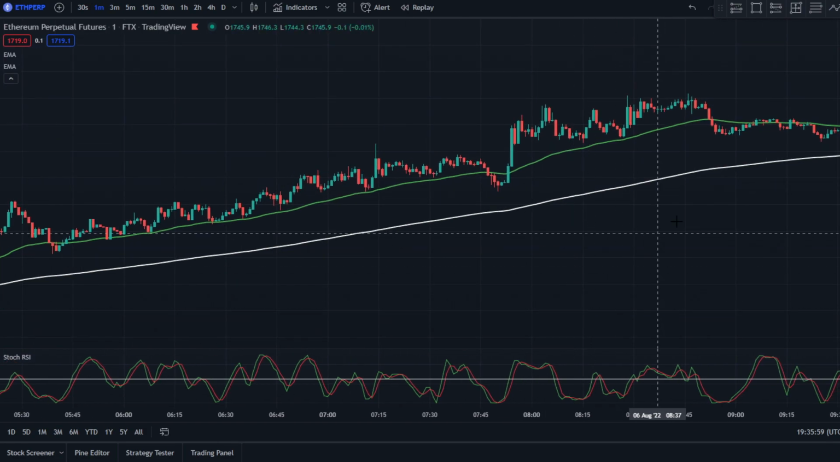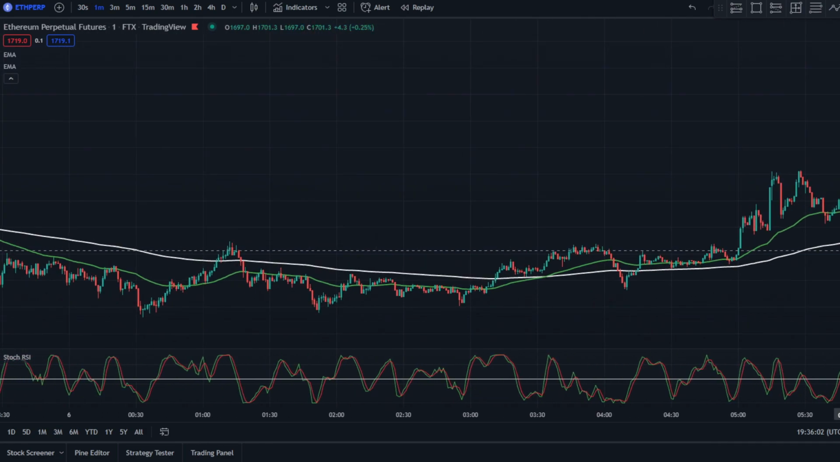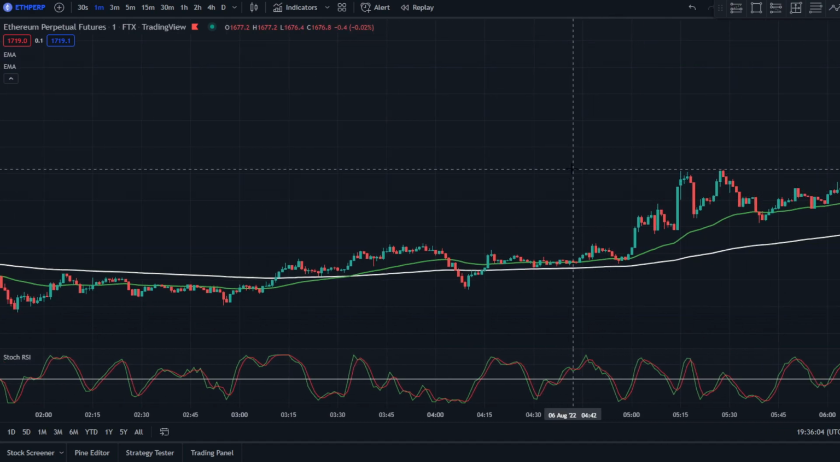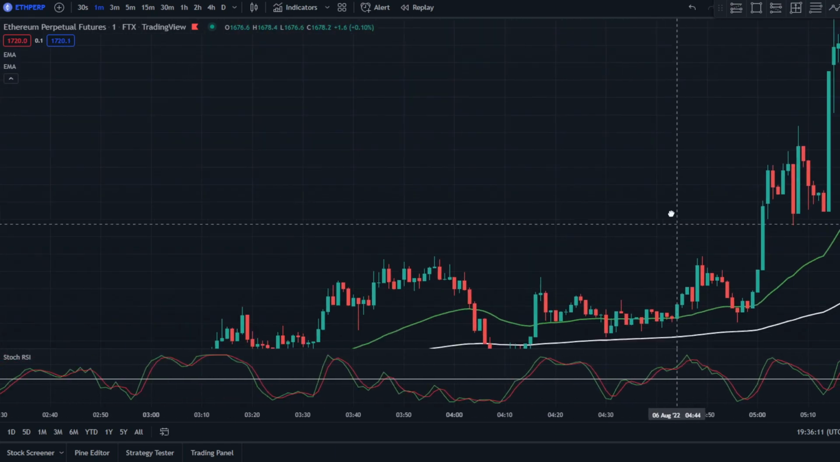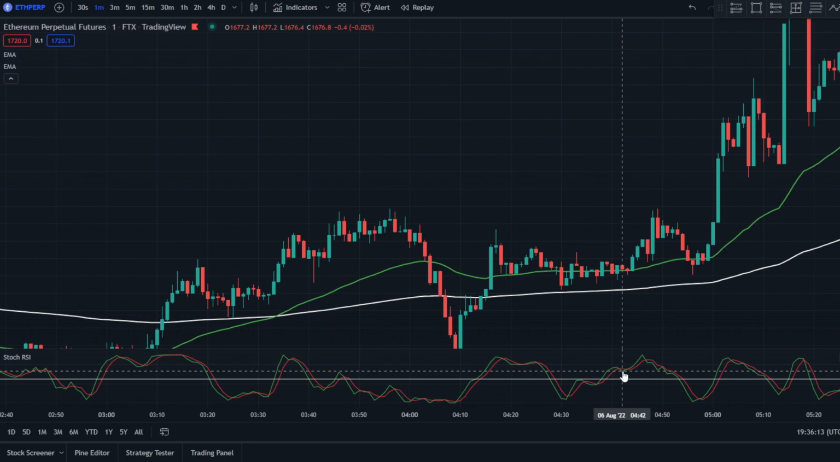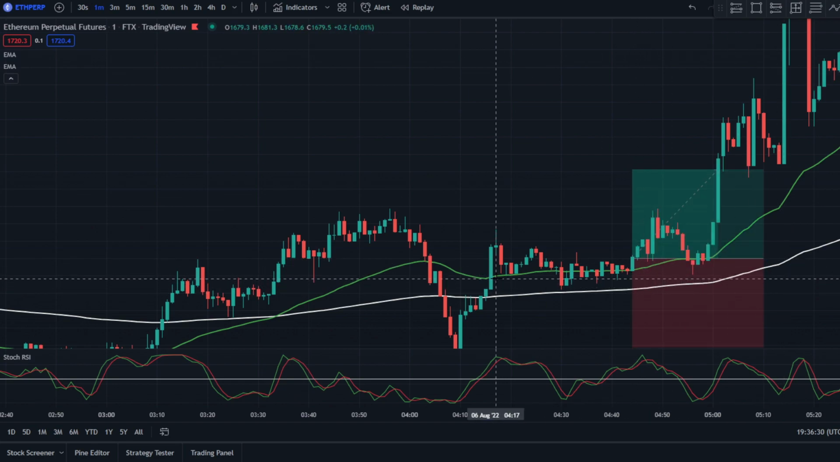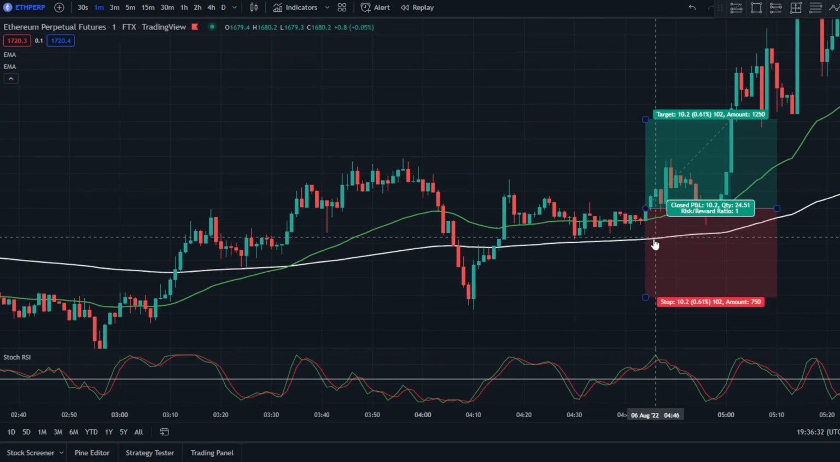So what do I mean by that? Let me show you guys an example. Like right here, if we zoom in on this place, you can see that this green stochastic RSI crosses above the red stochastic RSI, and this specific crossover is above the 50 line. So in this case, you would take the position on the candle that crossed over, which is right here. And since the green EMA is above the white EMA, it is a valid position.